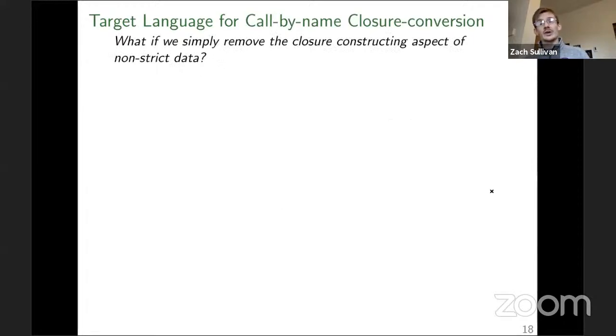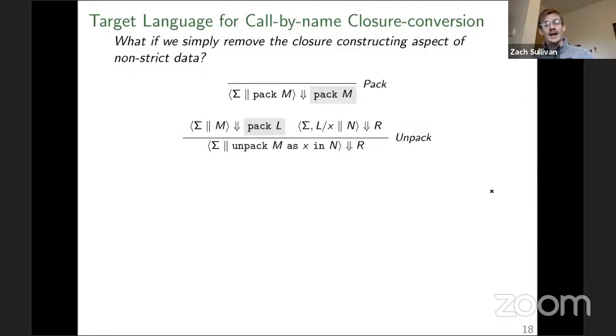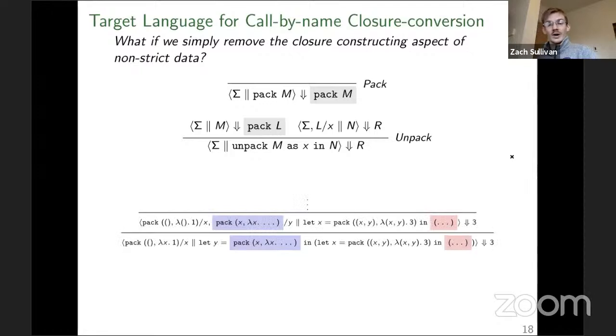So what if we simply remove the closure constructing aspect of non-strict data? Like this. So instead of capturing the closure for pack, we just return pack. And instead of unpacking a closure and creating a new one, we just put L in the environment as X. Well, in our example program, what's going to be stored in the environment for Y? It'll be this code, pack X, comma X, and then the body.